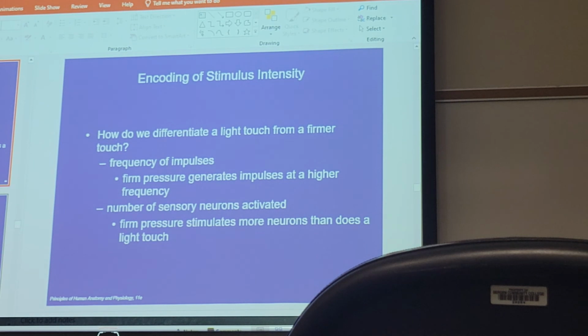Okay? Stimulus. When we get a stimulus, it can have two things that affect it: how often, and the number of neurons that are actually affected.